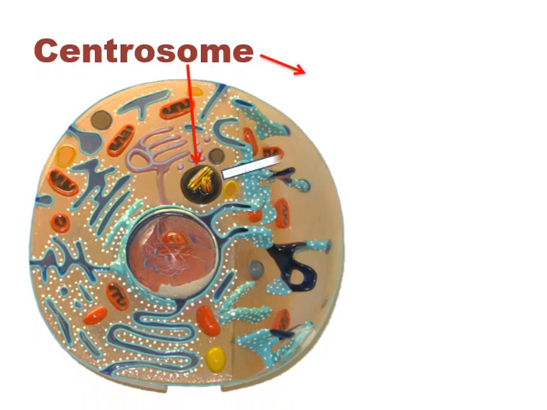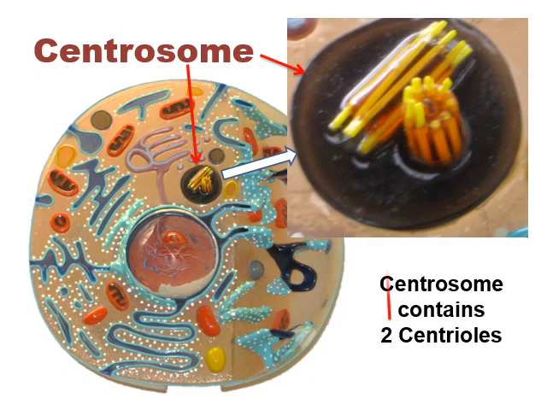The centrosome, or central body, is the heart of the skeleton of the cell, the cytoskeleton. The cytoskeleton helps maintain the shape of the cell and can enable some cells to move, such as during cell division. Within the centrosome are two cylindrical bodies called centrioles that are composed of microtubules.